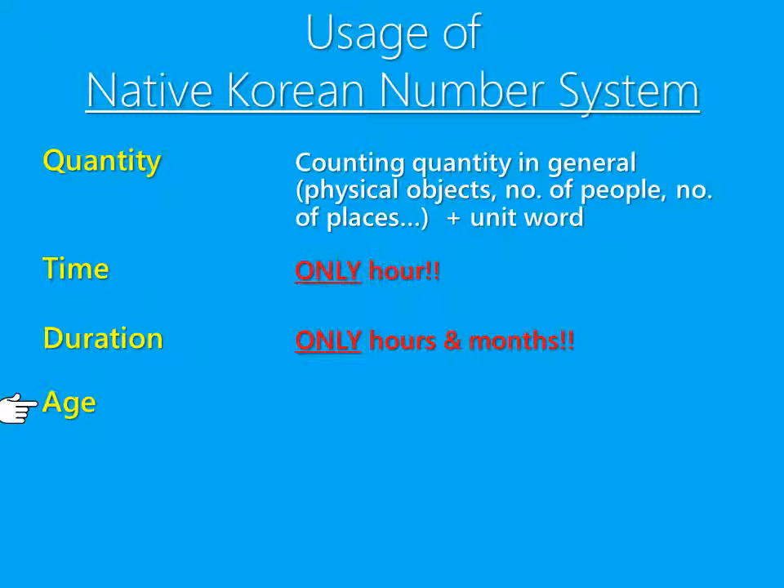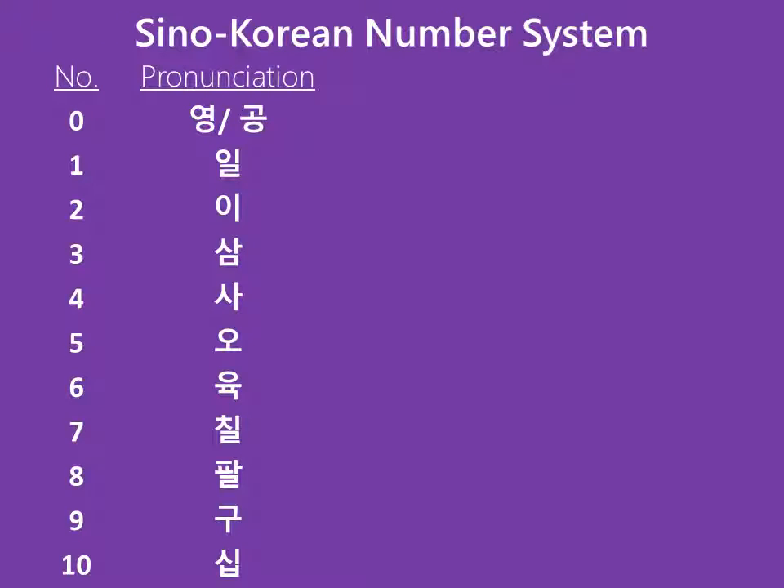You might ask me why we use native numbers for months. It's because we had in old days a concept of months, although it was by the lunar calendar cycle. So they did have this concept of months in old days, as well as the concept of hours. So we still stick to that old traditional style. So these are the ones that you need to remember when it comes to using the native Korean number system. Okay, so let's move on to pronouncing each number.